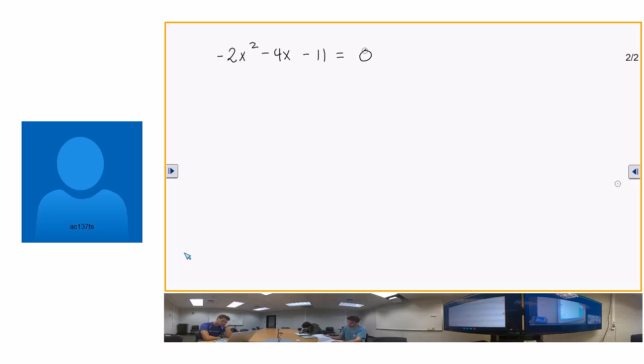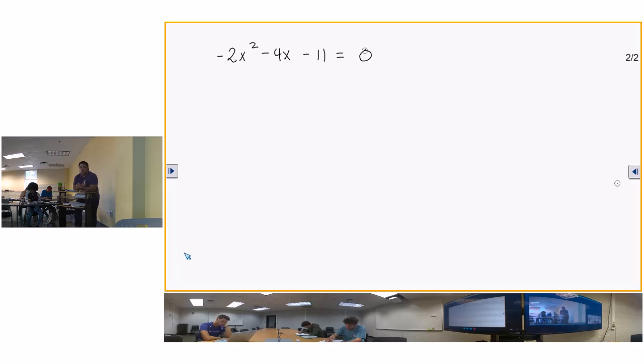I want you to take a couple of minutes and see what you can do there. If you can't finish it, don't worry about it. I'm not expecting everybody to finish it. If you finish it, great. But I know to a lot of people this is new, unless you invented completing the square, which some of you probably think you did.